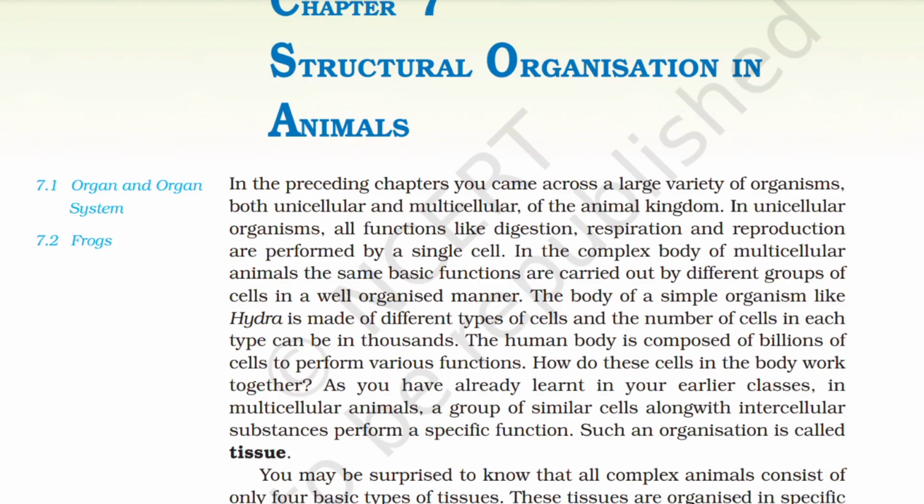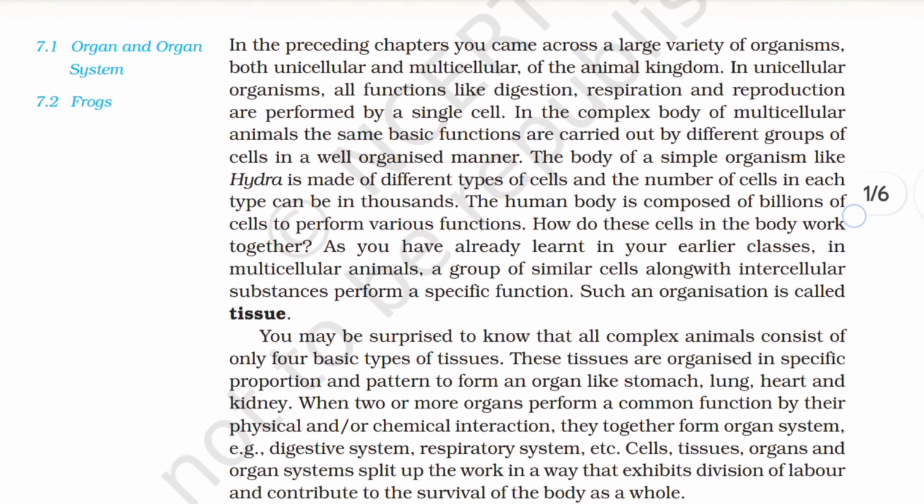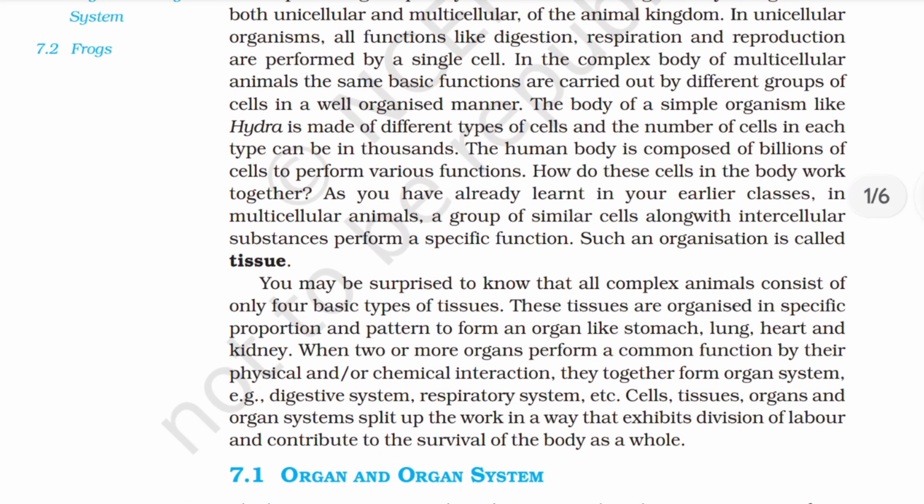a well-organized manner. The body of a simple organism like Hydra is made of different types of cells, and the number of cells in each type can be in thousands. The human body is composed of billions of cells to perform various functions. How do these cells in the body work together? As you have already learned in your earlier classes, in multicellular animals, a group of similar cells along with intercellular substances perform a specific function. Such an organization is called tissue.